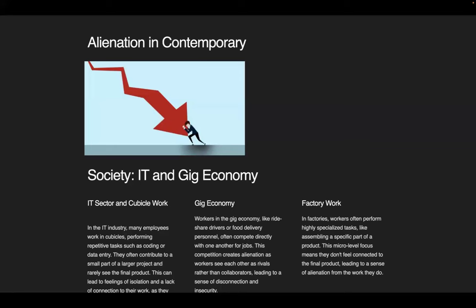of disconnection and insecurities. And thirdly, in factories, workers often perform highly specialized tasks, like assembling a specific part of a product. This micro-level focus means that they don't feel connected to the final product.